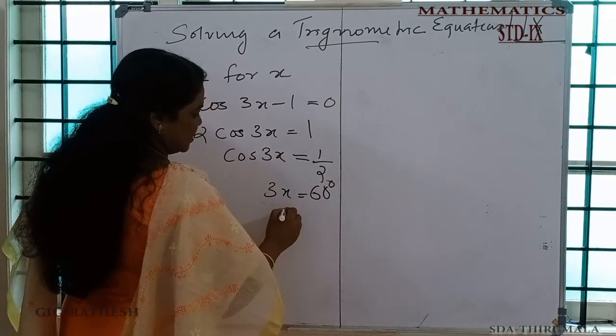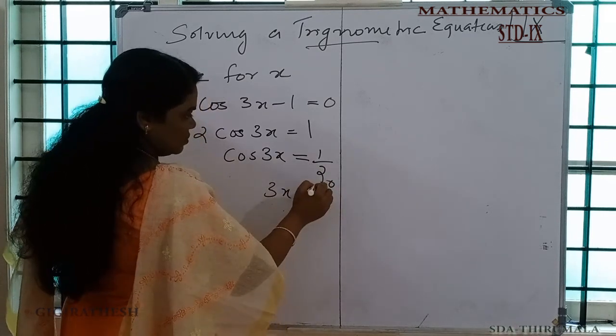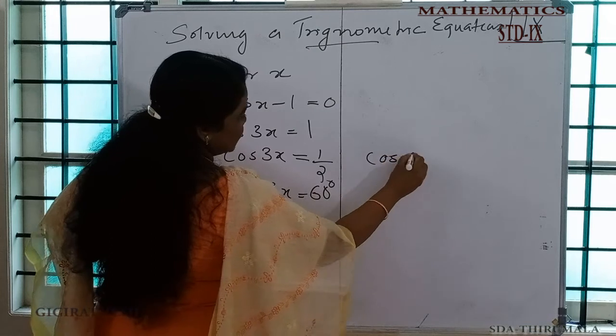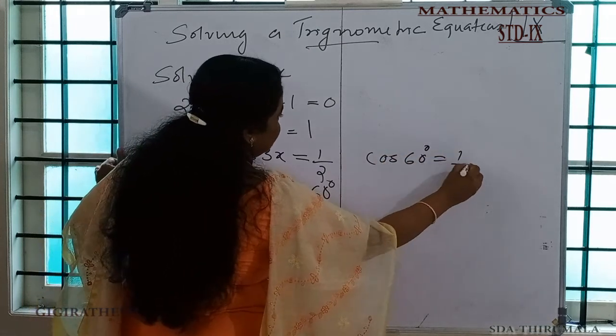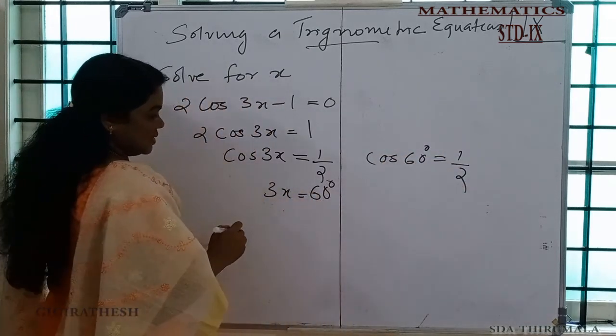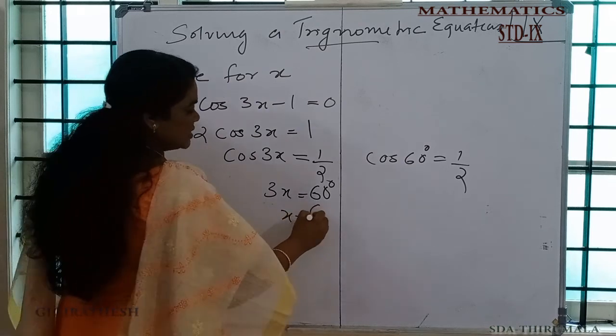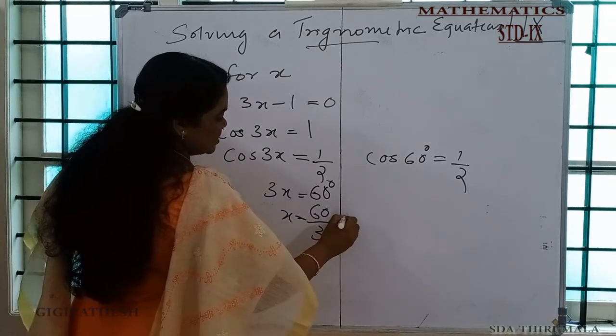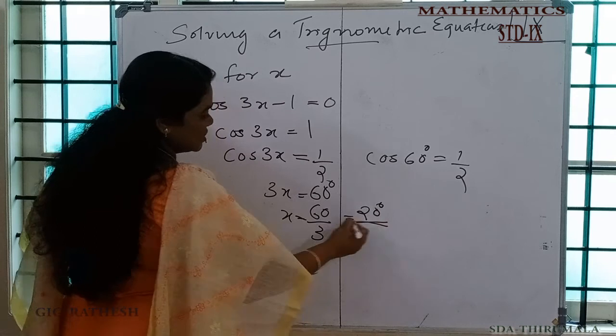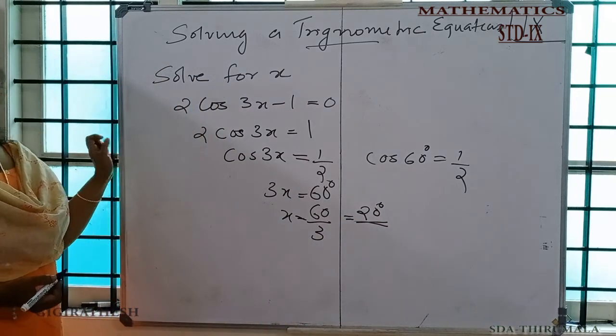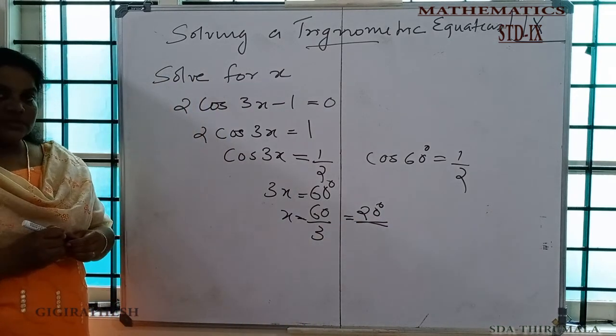Cos 60 degree is equal to 1 by 2, and here 3x is equal to 60 degree, so x is equal to 60 by 3, which is equal to 20 degree. And what is the value of x? X is equal to 20 degree.